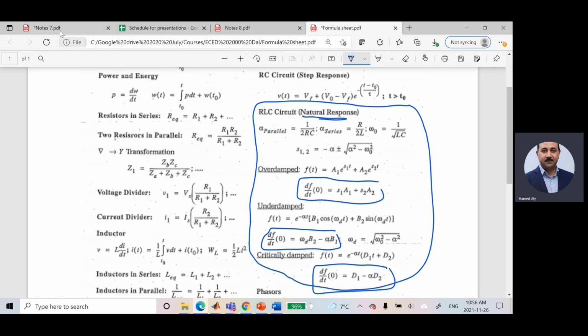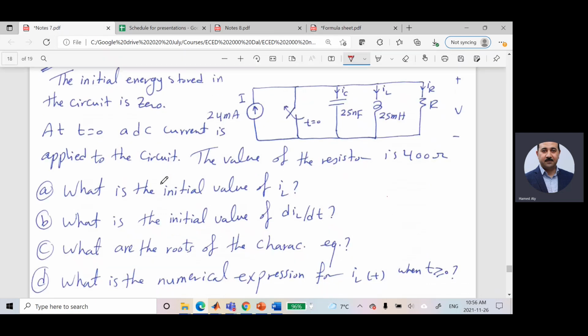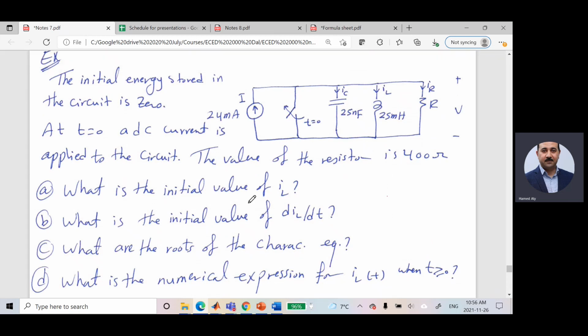But before finding them, let me read the problem again. He's asking me about the initial value of iL. What is the initial value of iL? It's 0. He told me the initial energy stored is equal to 0. Then he asked me, what is the initial value of diL by dt? But I have to prove it. You are saying 0, but you have to prove it.